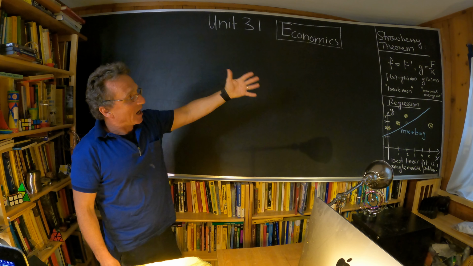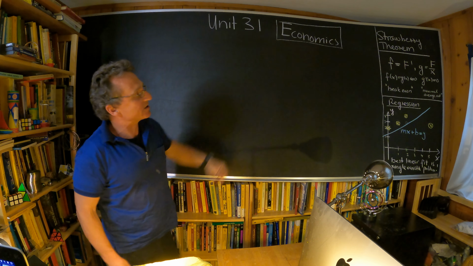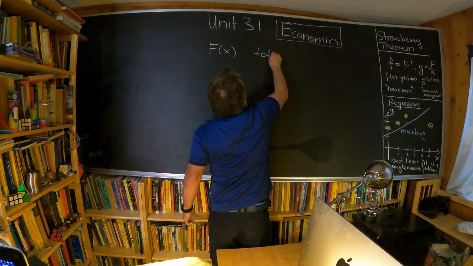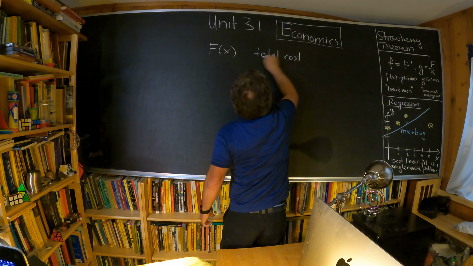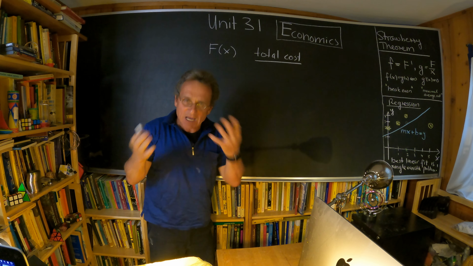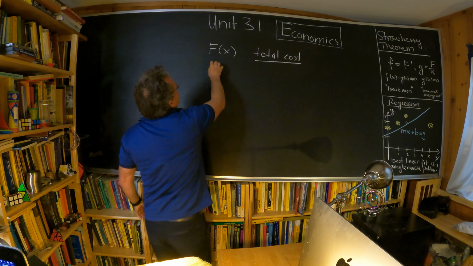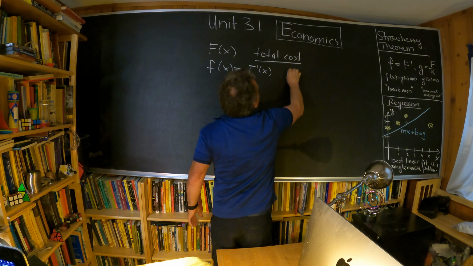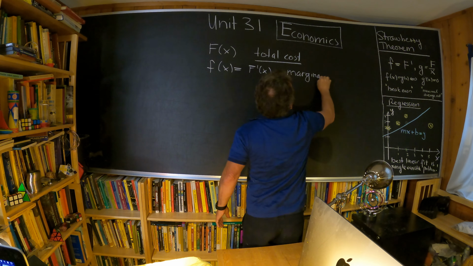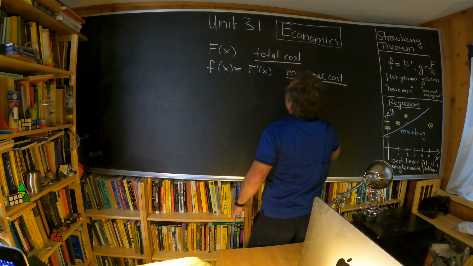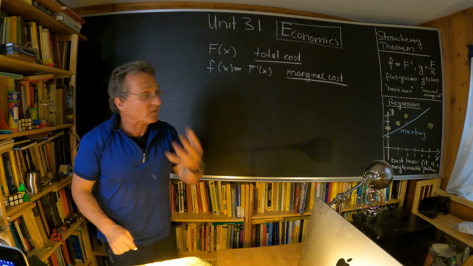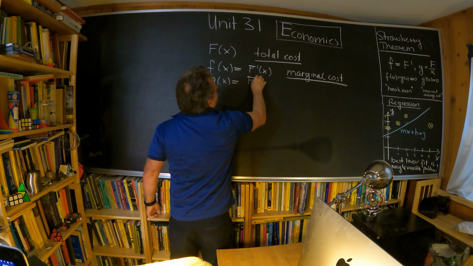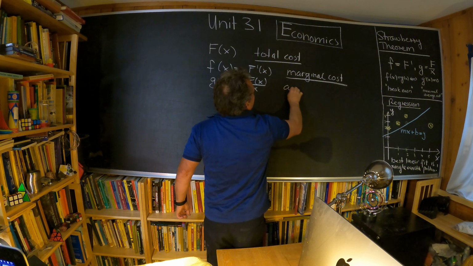So what economists are interested in is cost. So if f of x is a function which we call the total cost, then the derivative, that's kind of jargon from economics, is marginal. So f prime of x is the marginal cost. And then we have also the notion of average cost, which is g. So g of x is f of x over x. This is the average cost.